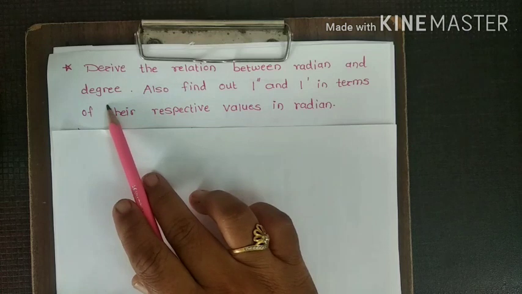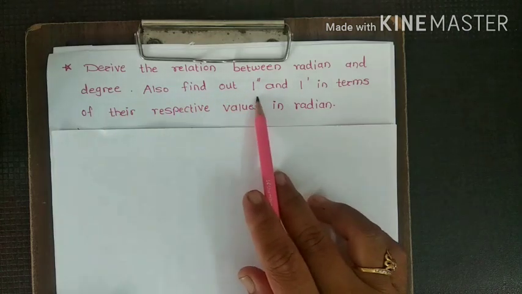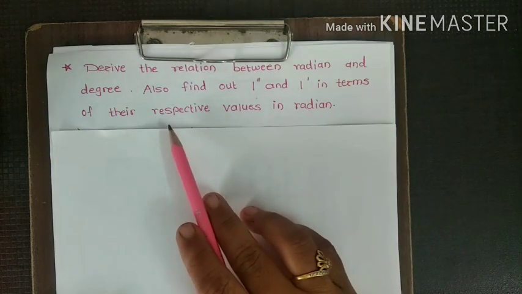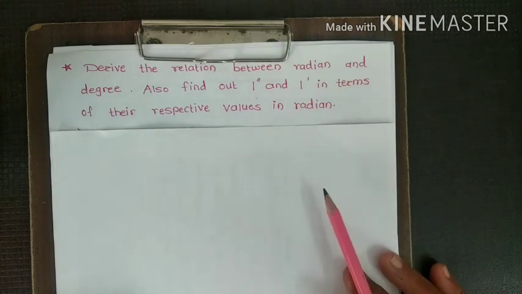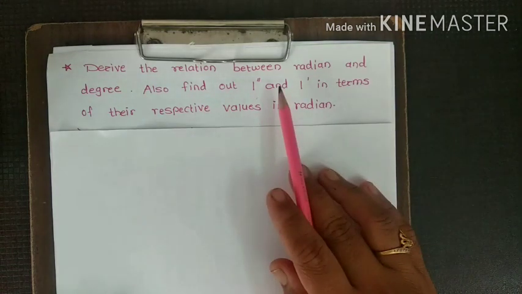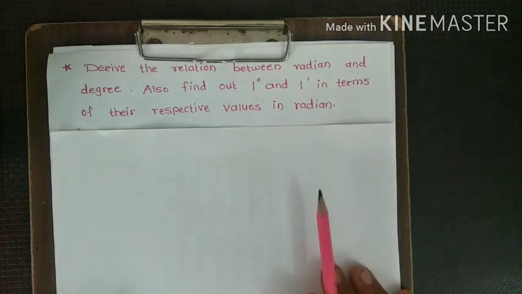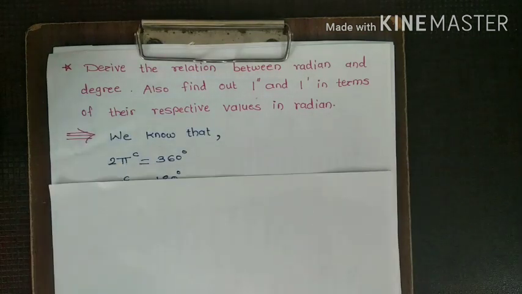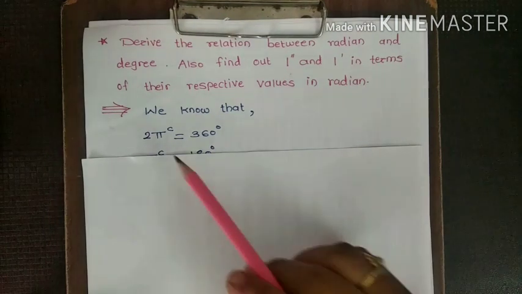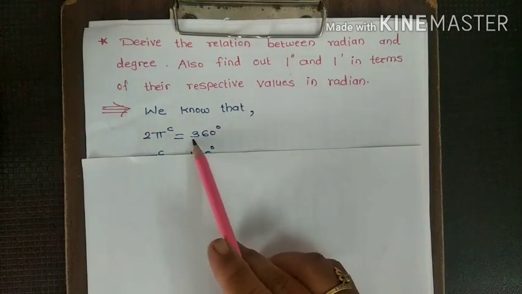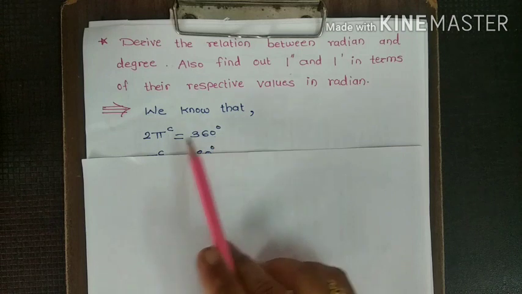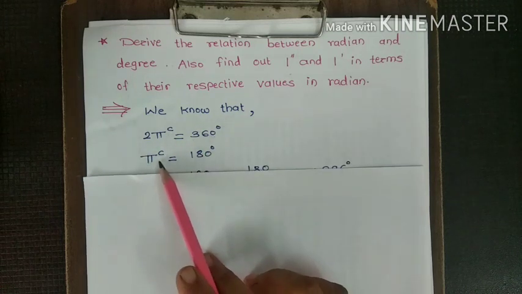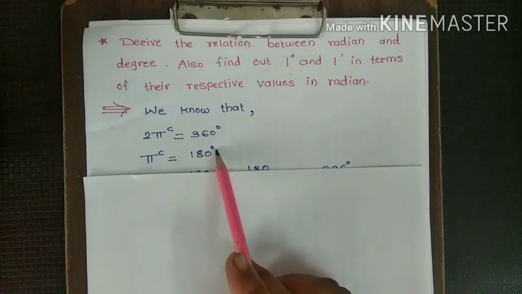radian and degree. Also find out 1 second and 1 minute in terms of their respective values in radian. We have to find out the relation between radian and degree, and minute and second. We know that twice pi radian is equal to 360 degree. Therefore, pi radian is equal to 180 degree.